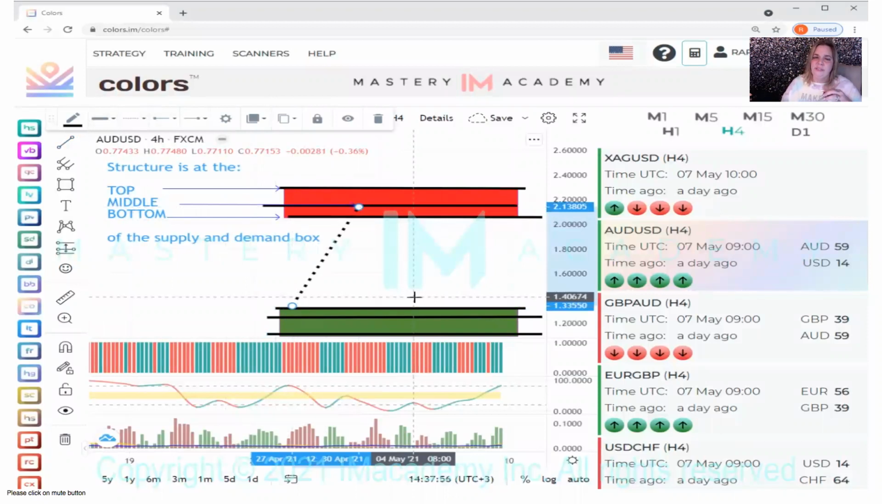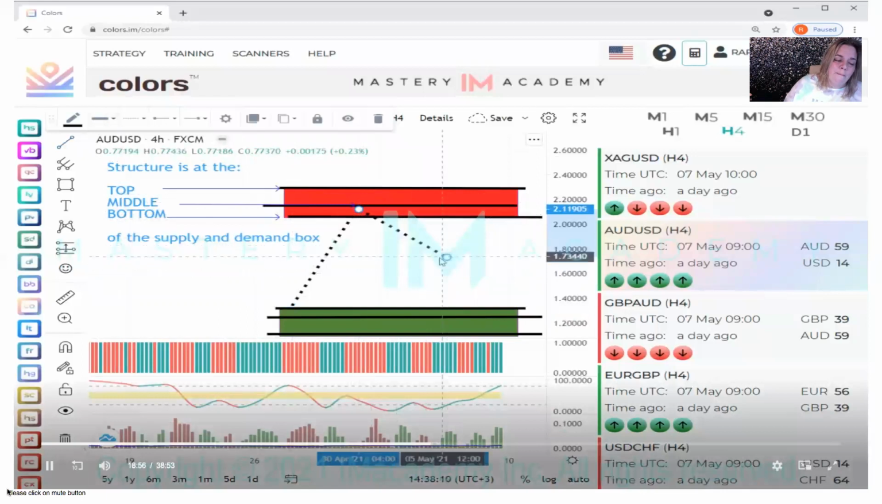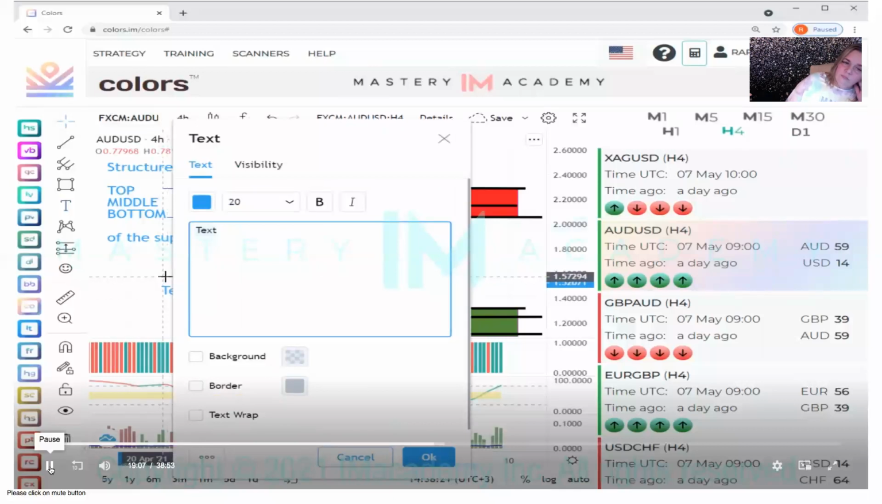I need to get in that red box and find structure either in the bottom, the middle, or the top. And then after it finds it, I'm going to look for that rejection to come back down. That's all Colors is doing. It's finding the structure. I'm waiting for price to move into this structure. And then once it moves into the structure, let's write this down so people can get this, because this is not deep. You're going to make it deep, but it's not.